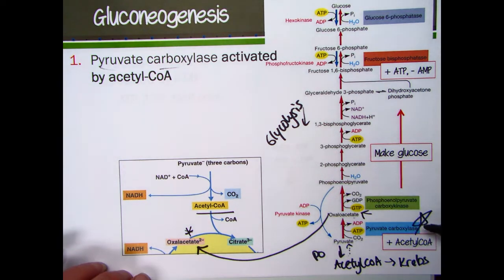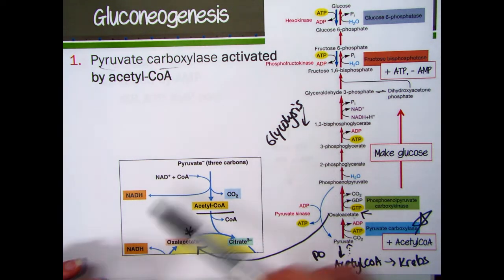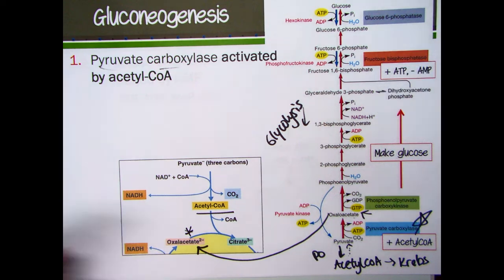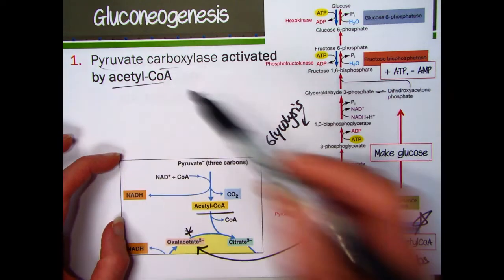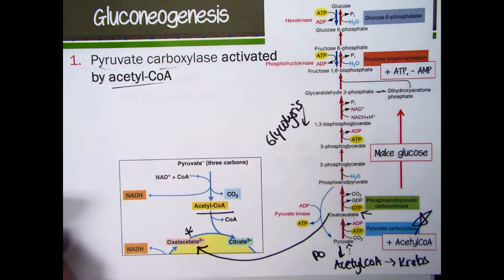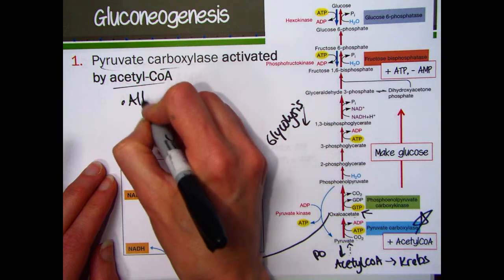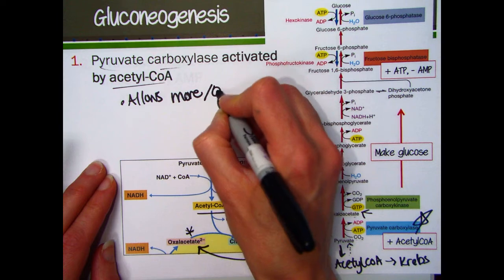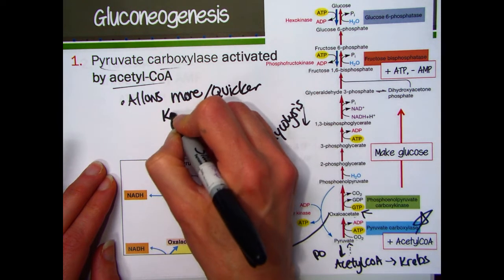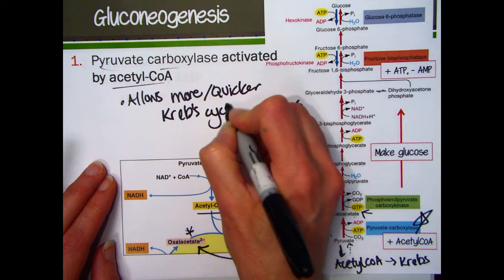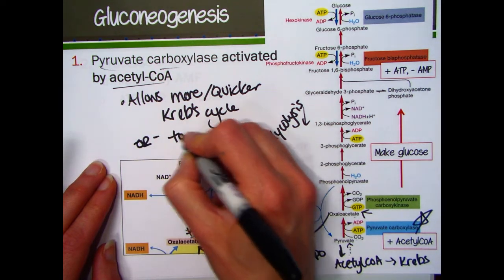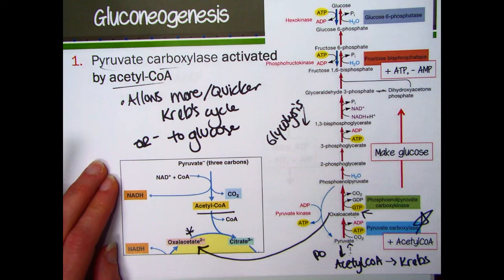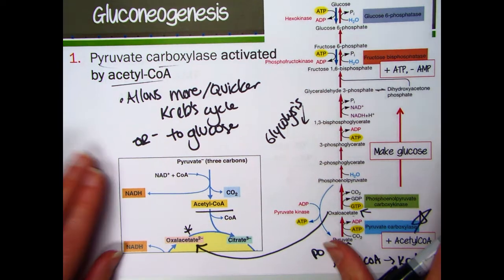And so the action of pyruvate carboxylase gives the cell the option of whether to do more of the Krebs cycle or to continue up toward gluconeogenesis. So hopefully that makes sense to you. Activated by excess acetyl coenzyme A, it allows for more, quicker Krebs cycle, or the cell could keep going up this pathway and go to gluconeogenesis.